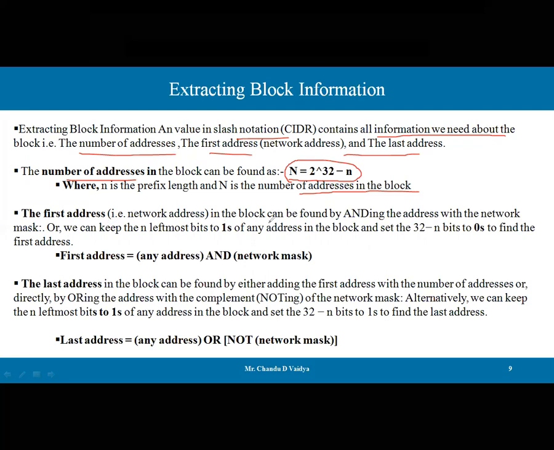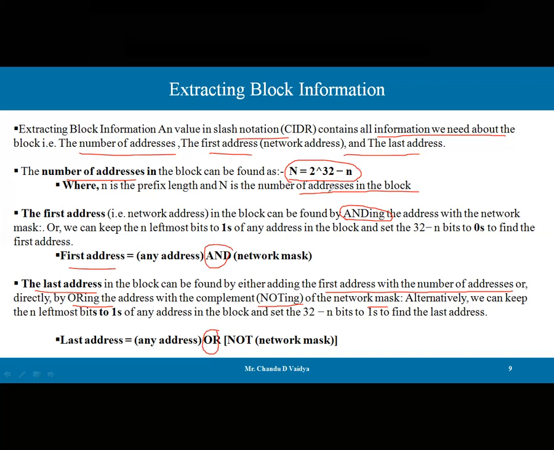The first address in the block can be found by ANDing the address with the address mask. Whatever mask is available with us earlier, that needs to be ANDed with the address, and we'll get the first address. We'll take an example. And the last address is what? This is going to be an OR operation. The last address in the block can be found either by adding the number of addresses to the first address, or directly by ORing the address with the complement, that is the NOT operation, of the network mask. So we take the network mask and the actual address, and the operation is OR. We'll get the last address.